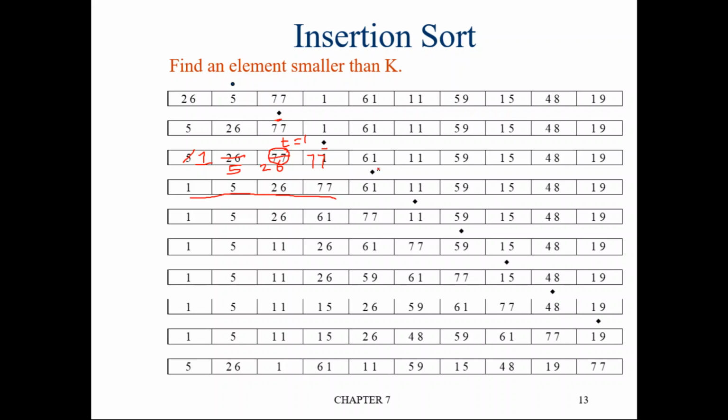Next is 61. Now t is equal to 61. When you compare with 77, 77 is greater, so this will become 77. Okay. Next, again when you compare 26 with 61, it is less than, so it will break the loop. It will come out. So up to this point it is fine.